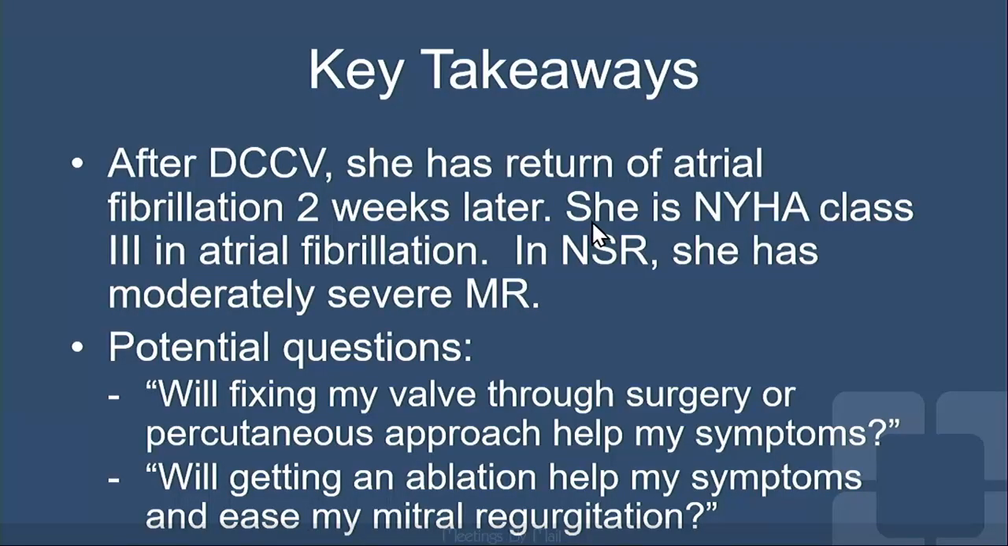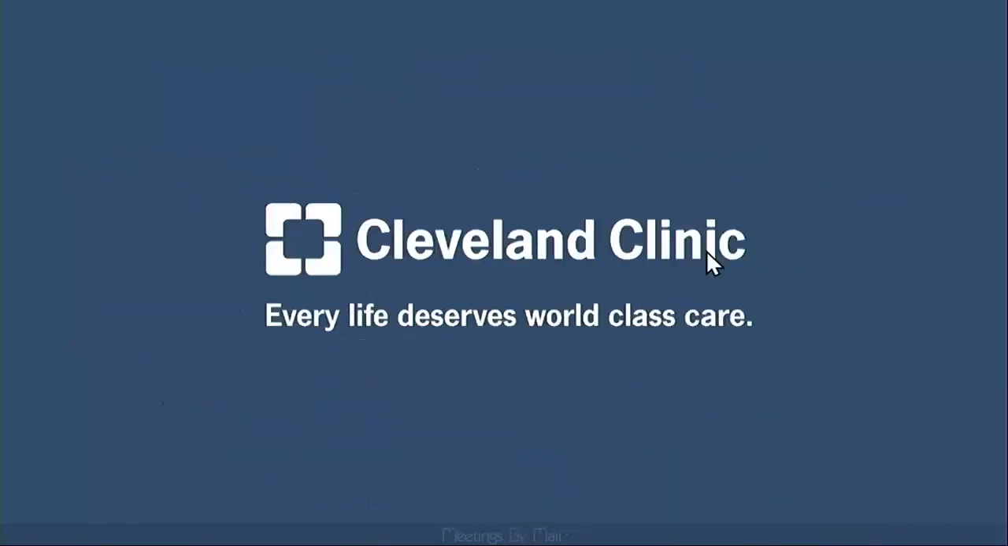So she comes to clinic with some questions, which I think our panel will help us decide. Will fixing my valve through surgery or a percutaneous approach help my symptoms? Or will addressing the rhythm first help my symptoms and ease my mitral regurgitation? She is not particularly interested in a procedure if she can avoid it due to her functional status. I think this is a patient we've all seen before, and which pathway to go through will hopefully be resolved in the next 15 minutes. Thank you.